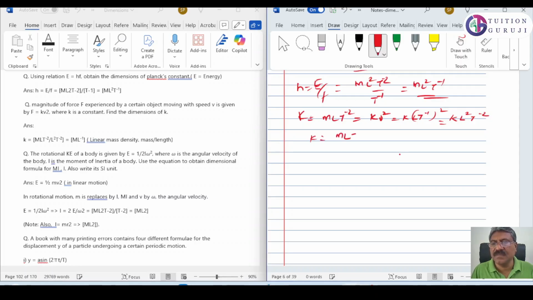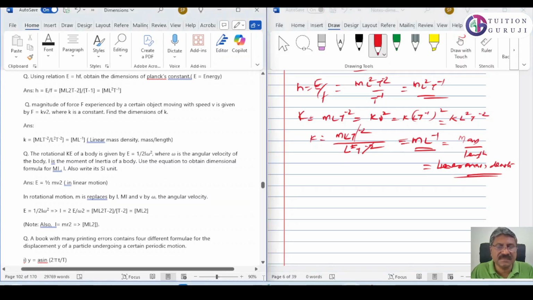So k is equal to M L T⁻² by L² T⁻². So T⁻² will get cancelled, and one L will get cancelled. So it is M L⁻¹. Okay. What is M L⁻¹? M L⁻¹ is equal to mass by length. Mass by length is linear mass density. This is linear mass density.